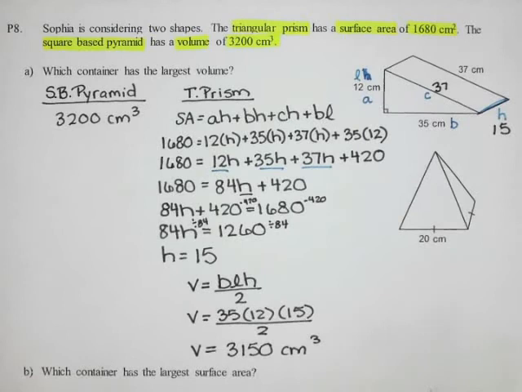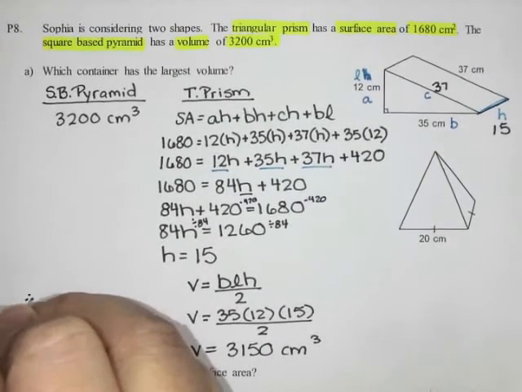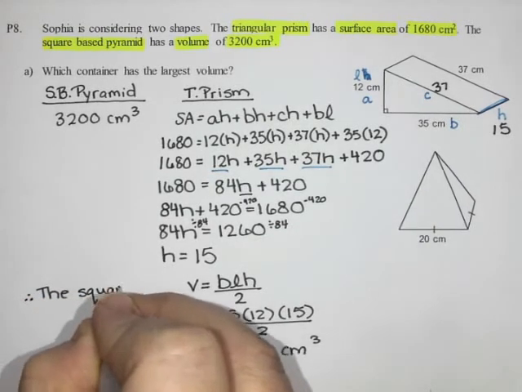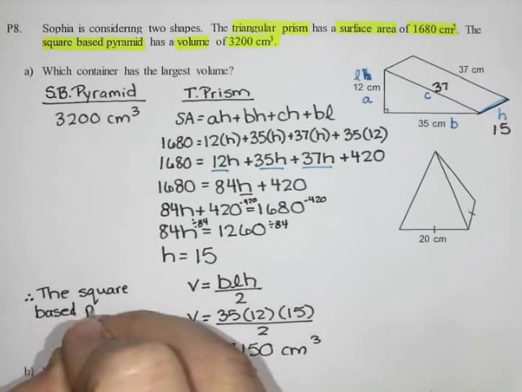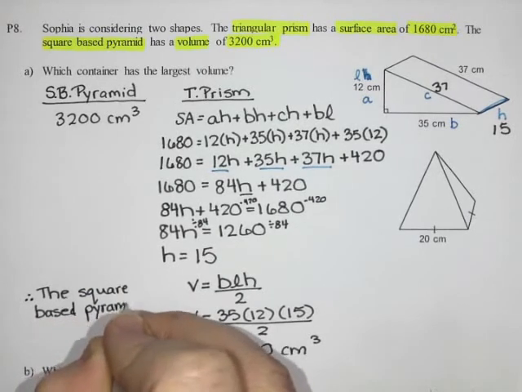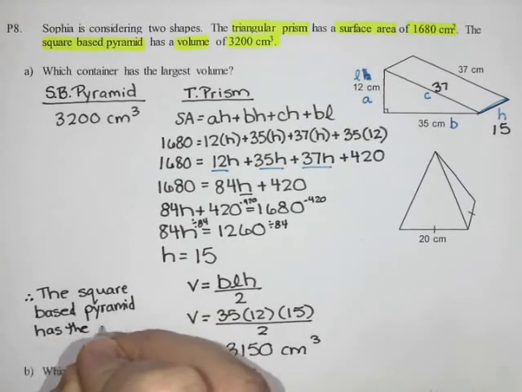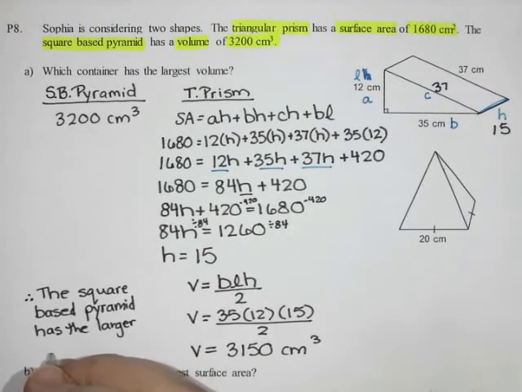So of the two, which one is larger? The square base pyramid. So therefore, the square base pyramid has the larger volume.